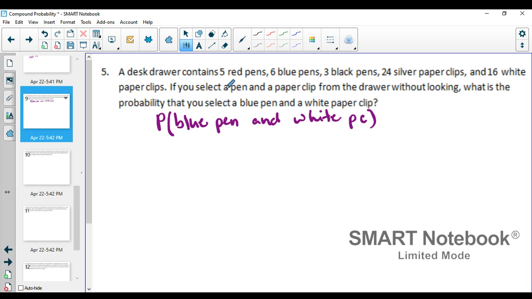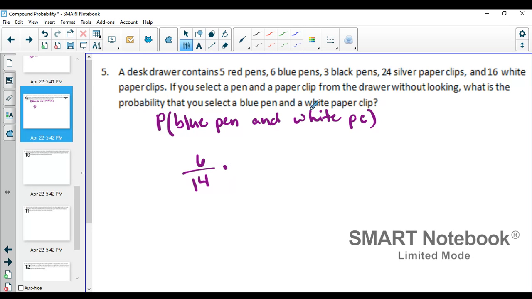So we have to figure out how many total pens we have. So we have 11, 14. So we have 14 pens. And then how many of them are blue? So 6 of them are blue. And because in this situation, I'm assuming that the pens and the paper clips are in different containers, the color of pen you pick does not affect the color of paper clip, so we don't have to do anything.